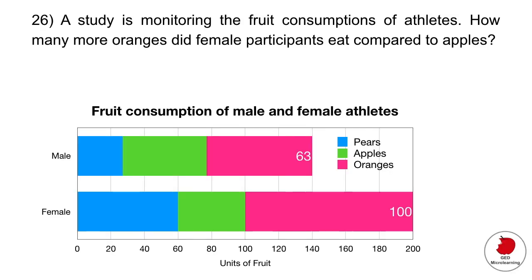Okay, so question 26 is a bar graph, and usually you see bar graphs with vertical bars, and this one is horizontal. I haven't seen that many questions with horizontal bar graphs, but it is important that you have an idea of how to read them just in case. This question says, a study is monitoring the fruit consumption of athletes. How many more oranges do female participants eat compared to apples?